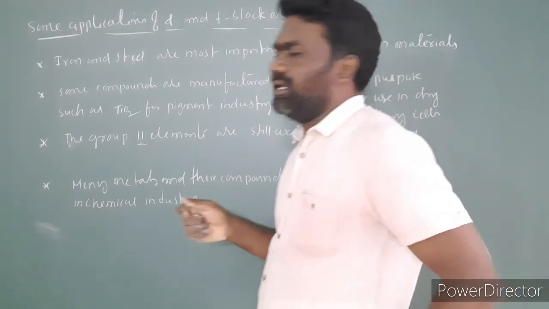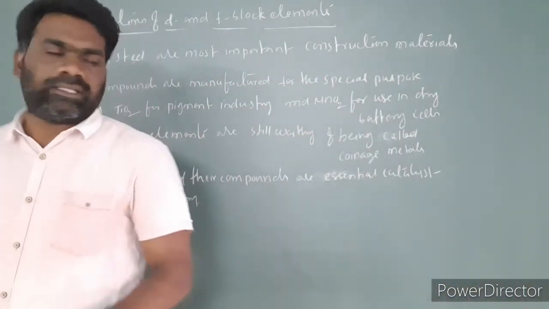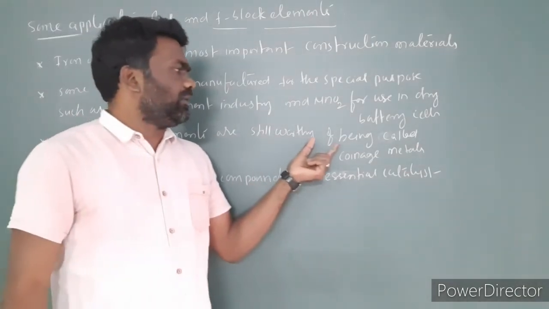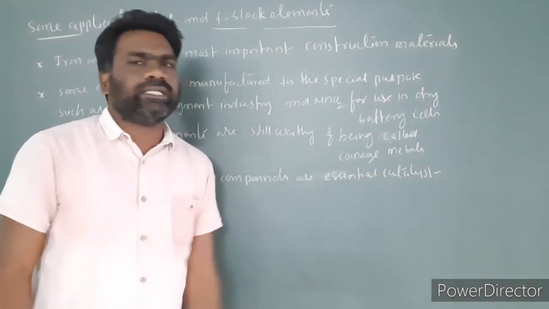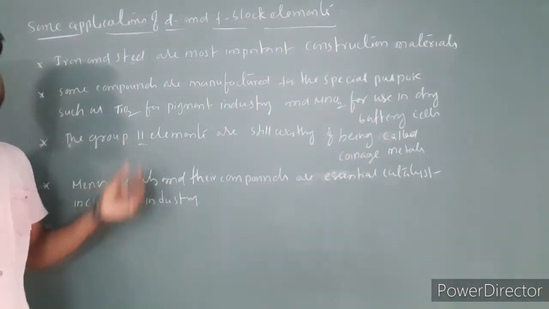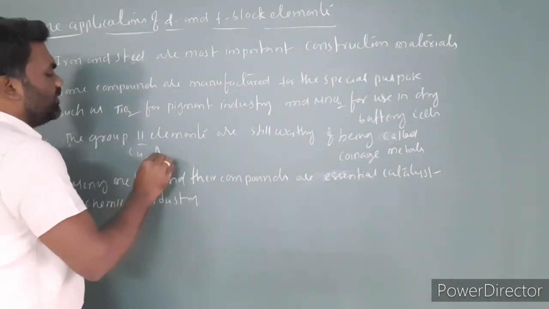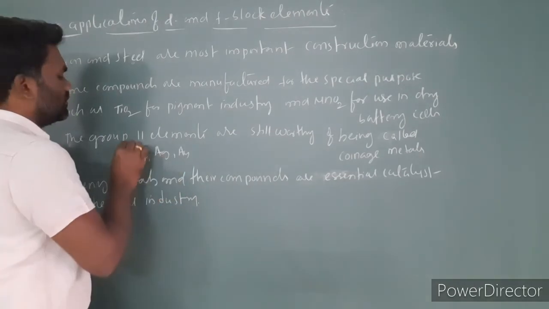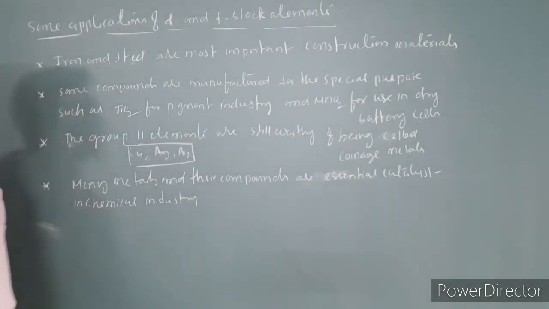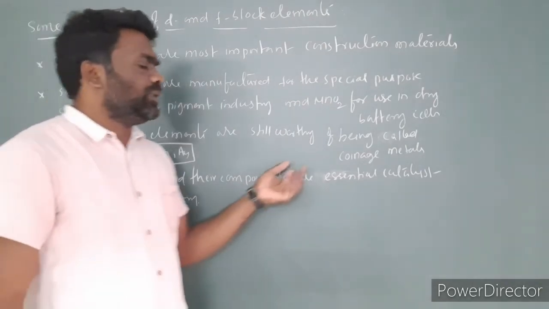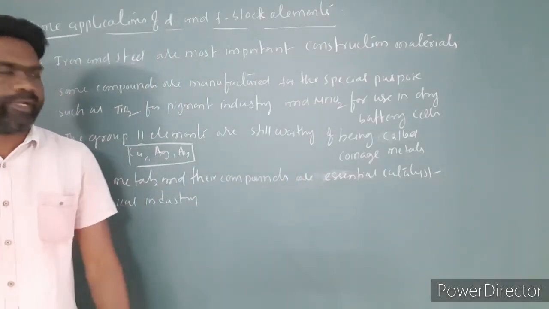This is another application. Next, group 11 elements are still worthy of being called coinage metals. Group 11 elements are copper, silver and gold. So copper, silver, gold are the coinage metals. They are used for the preparation of coins.